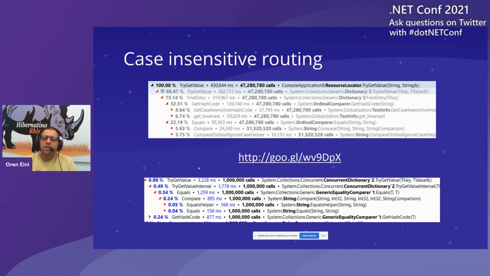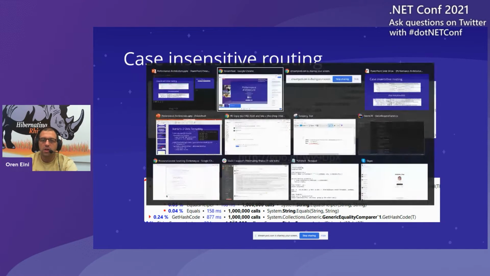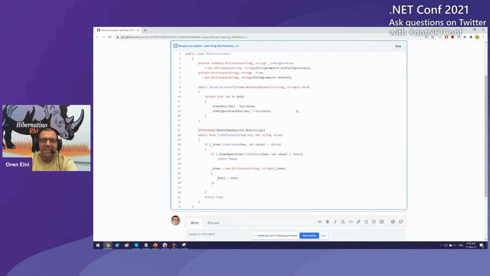What I'm doing here, I have this resource locator, which effectively is a dictionary. This is a dictionary using an ordinal ignore case option. So basically, this is me trying to do a case insensitive lookup between the expected routes and the route that I have from the user. And here is me optimizing that. Now, you might notice that the level of performance that we have here is drastically different. Just to give you some idea, here is the code that I have here.